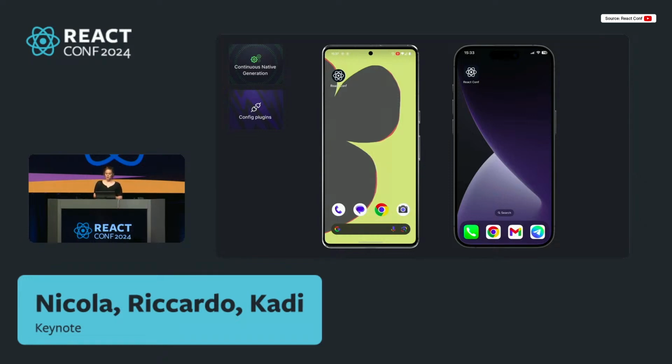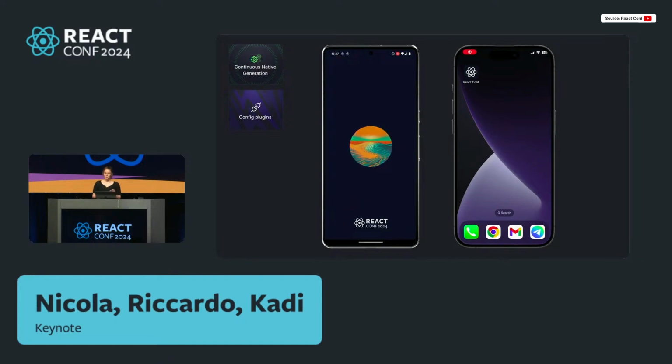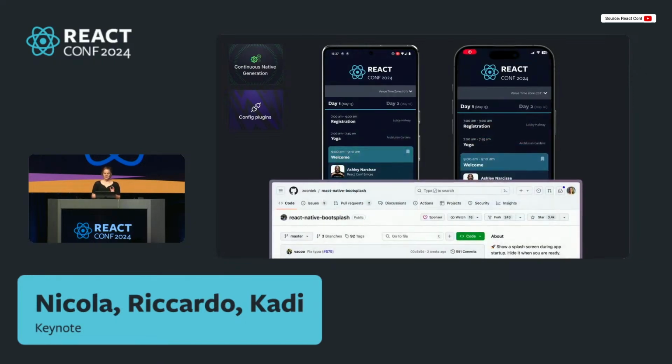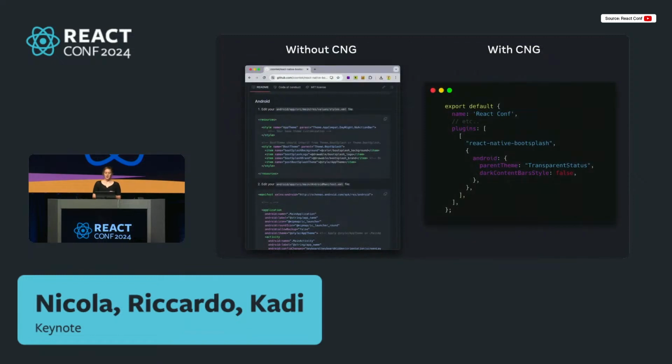So for example, we used the React Native boot splash config plugin to configure the library for the confab splash screen. If our app didn't use CNG, we would have had to follow the instructions in the README to manually edit some of the files in the Android folder. But with CNG, we only need to add a plugin to our plugins array.